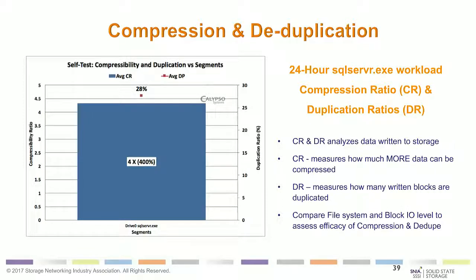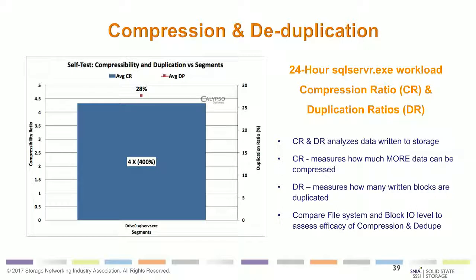Here we look at compressibility and duplication ratios. So compressibility and duplication is a function where the tool will measure or evaluate the data that's written to storage and calculate how much more it could be compressed or how much more it could be deduplicated. So a compression ratio of 4, says that you could compress this data 400 times. A deduplication ratio of 28% says that 28% of the blocks are duplicative blocks.